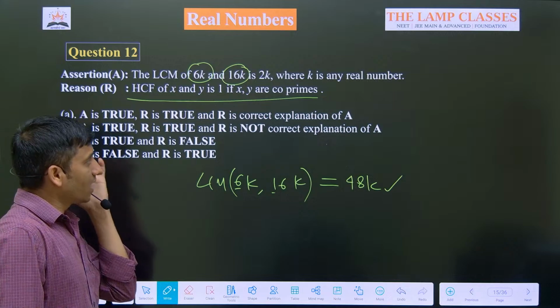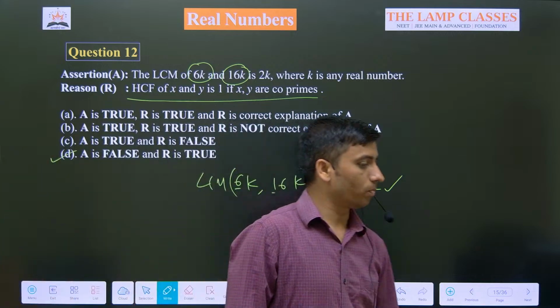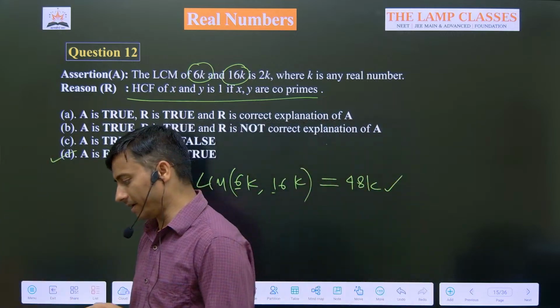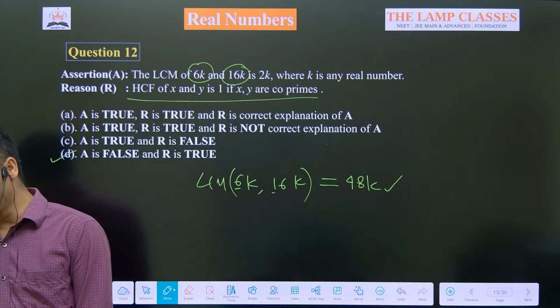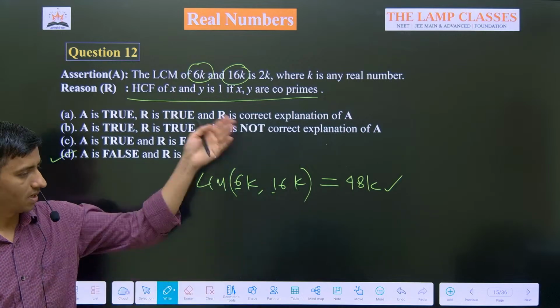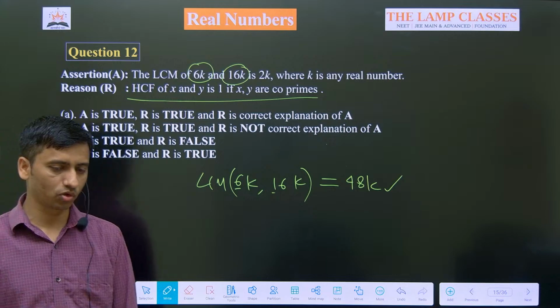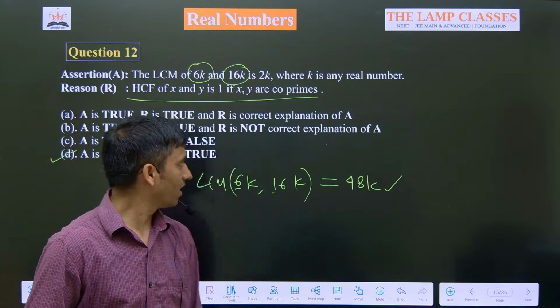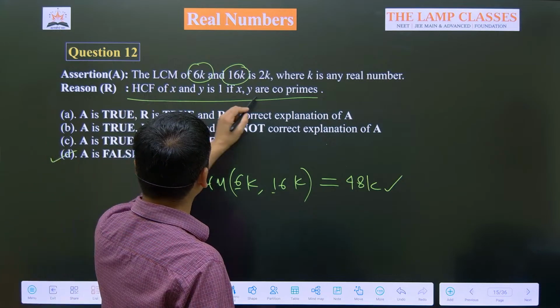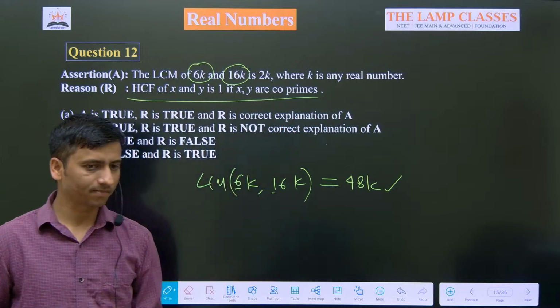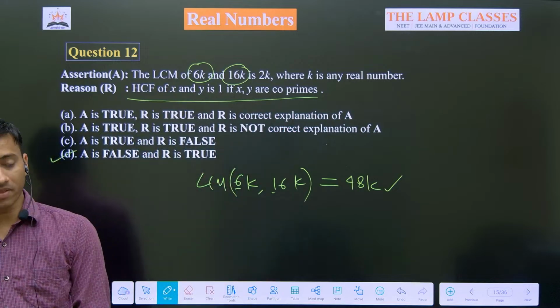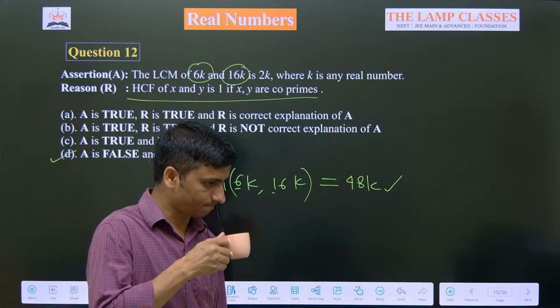HCF of X and Y is 1 if X and Y are co-primes. We know what co-primes are, right? Co-prime means that there is no number other than 1 which divides both the numbers. So it has to be 1. And what is the LCM of X and Y if they are co-primes? Can you guys answer? If X and Y are co-prime, then what is the LCM of X and Y?